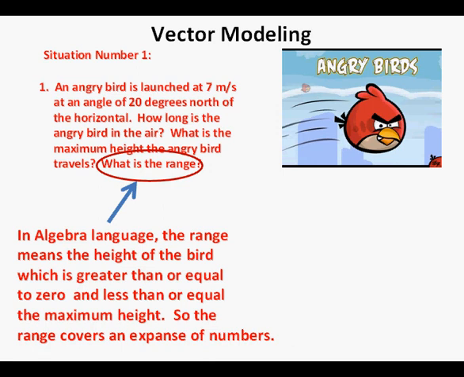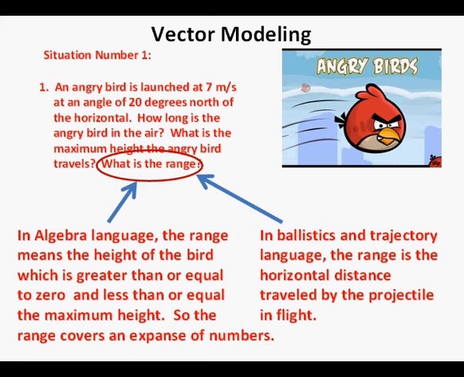range? In algebra, range means all the values of the dependent quantity, which would be the height of the bird, and it would be greater than or equal to 0 and less than or equal to the maximum height of the bird. But in ballistics and trajectory language, the range is the horizontal distance traveled by the projectile. And in this lesson, we'll be using the second definition and not the classical algebra definition. In other words, the definition is how far the thing travels in the air horizontally.